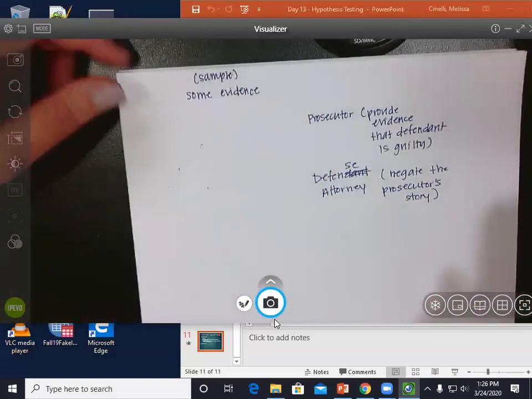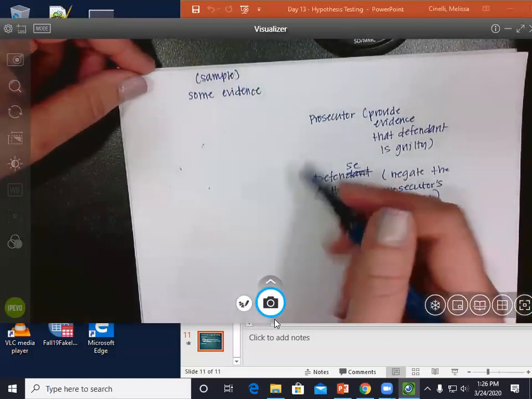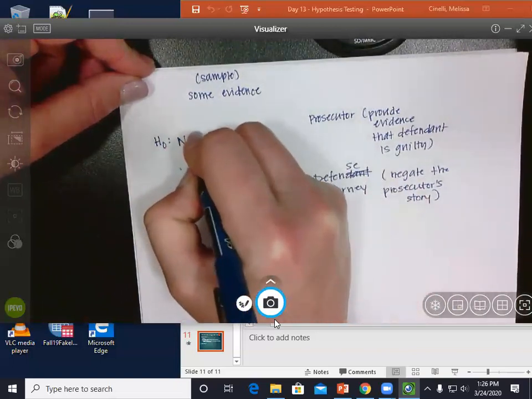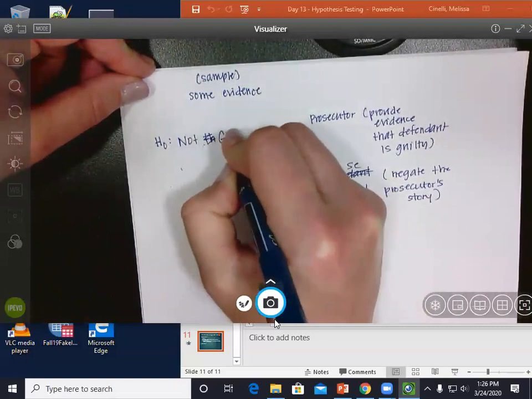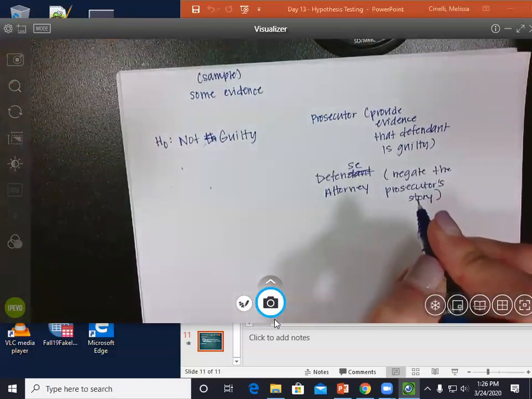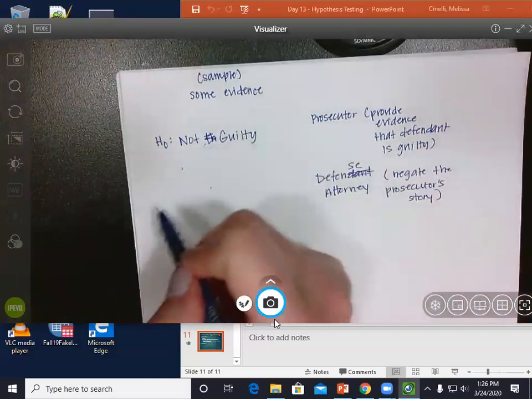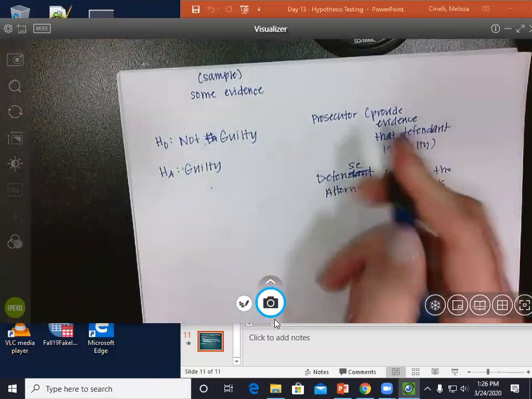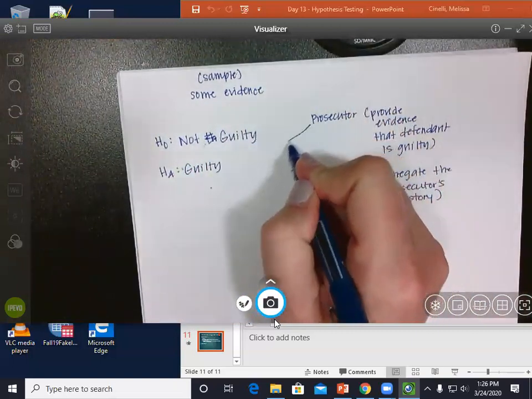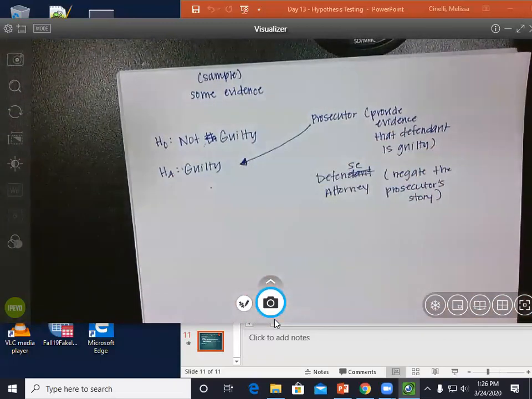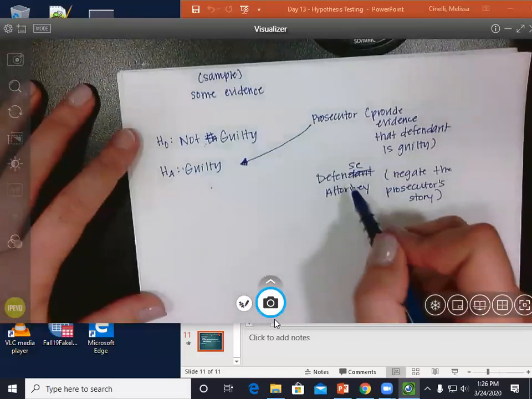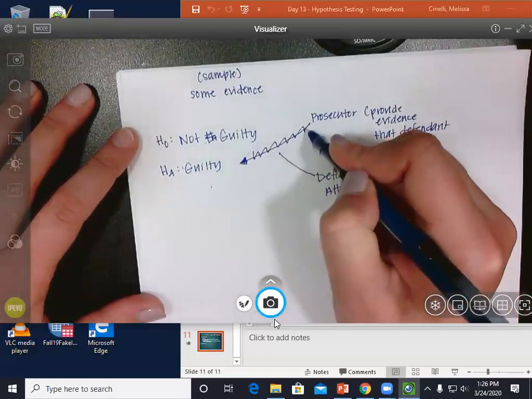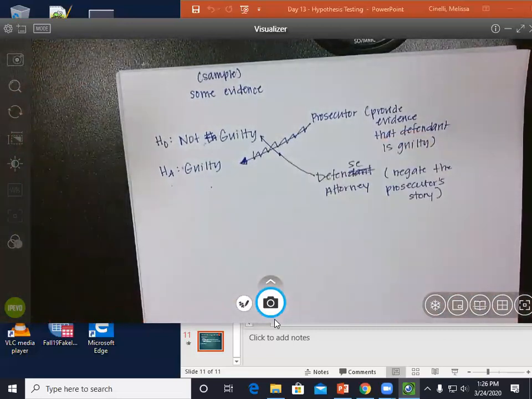So if you are the defendant coming into the courtroom, there are two possibilities set up. The default in the US is supposed to be that you are not guilty until proven guilty. You're innocent until proven guilty. So the null hypothesis is that you are not guilty. The alternative is that you are guilty. And it's the prosecutor's job to provide strong enough evidence to secure a guilty verdict from the jury. And it's the defense attorney's job not to prove innocence, but to just say, this is bad evidence.